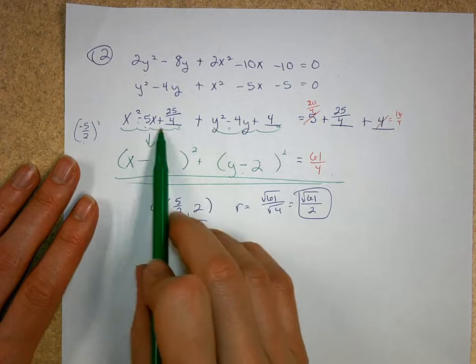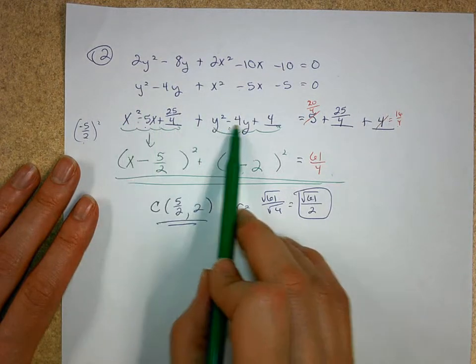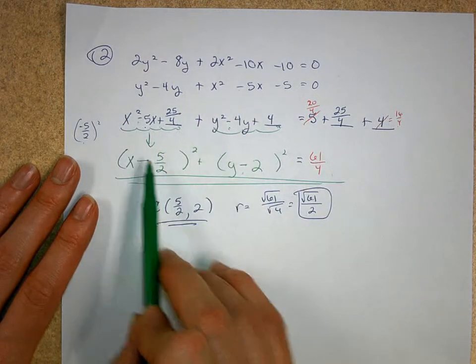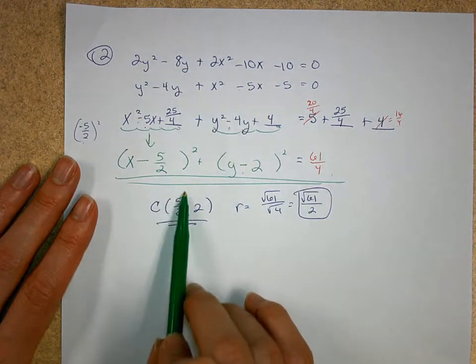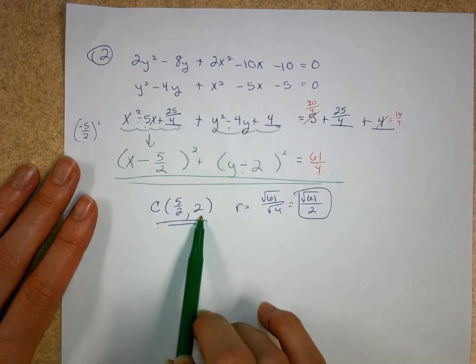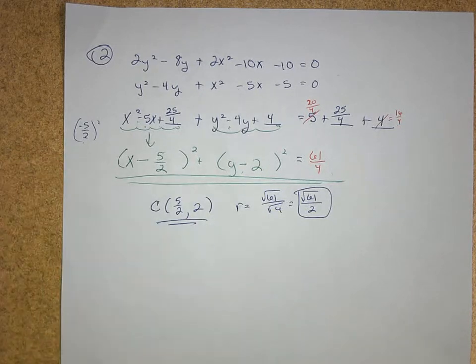So then I'm going to rewrite each of my trinomials here as a perfect square binomial. When I do that, I can pull out my center, which is 5 over 2 and 2, and my radius, which is the square root of 61 over 2.